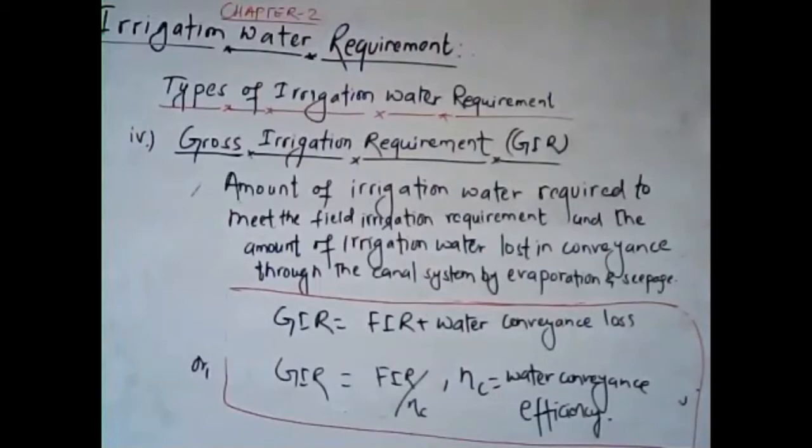Mathematically, GIR can be evaluated by adding the field irrigation requirement, FIR, with water conveyance losses. So if you know the efficiency of water conveyance that is taking place through the canal system, then you can easily determine the gross irrigation requirement as GIR equals FIR divided by the water conveyance efficiency, eta C.